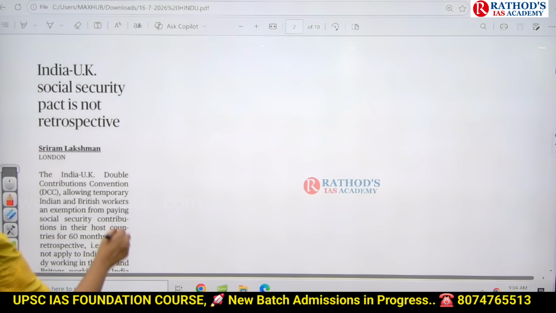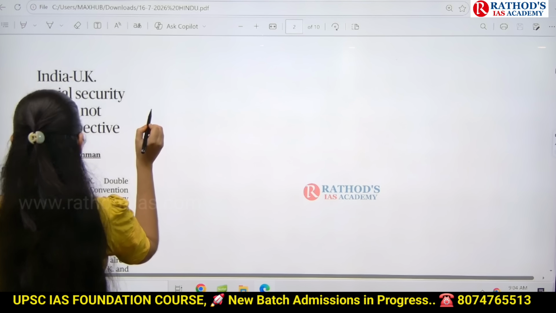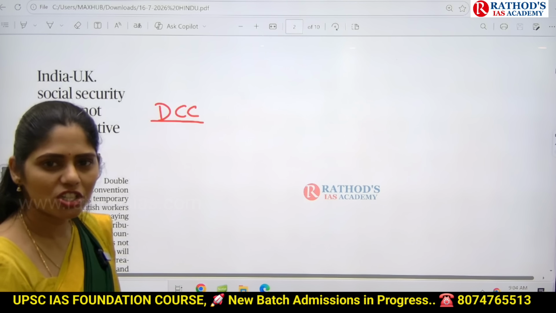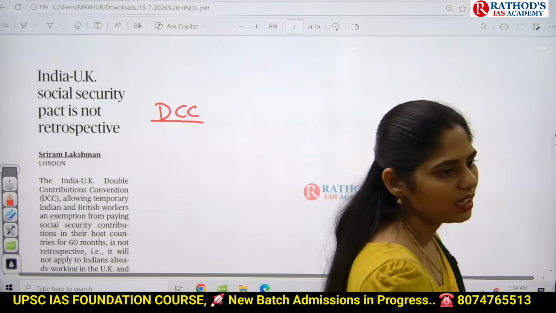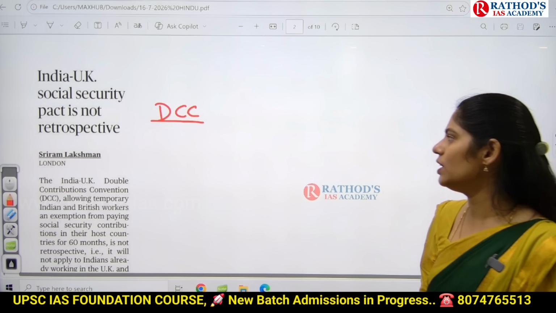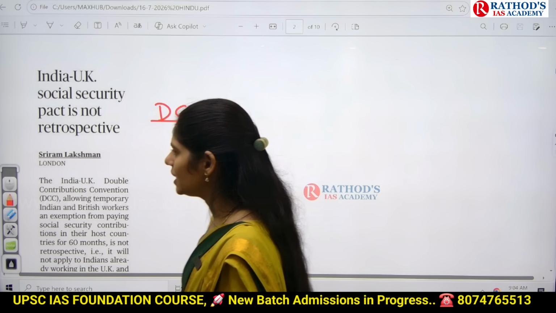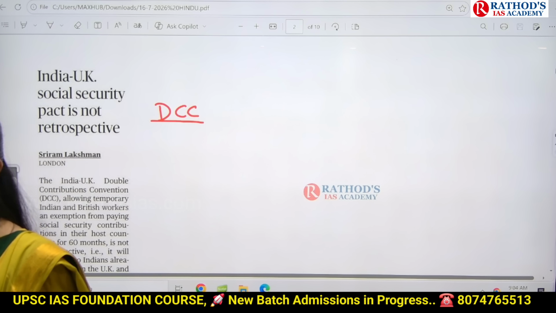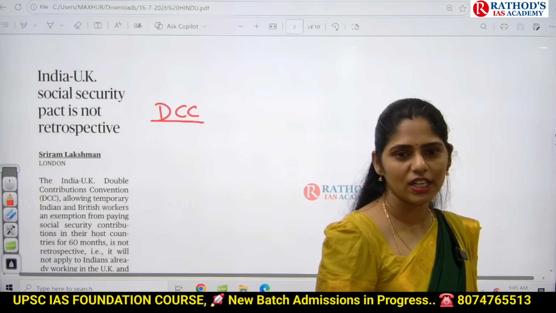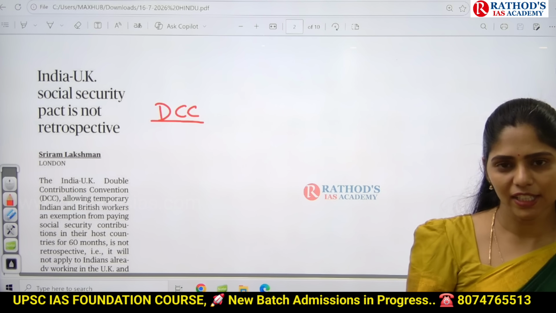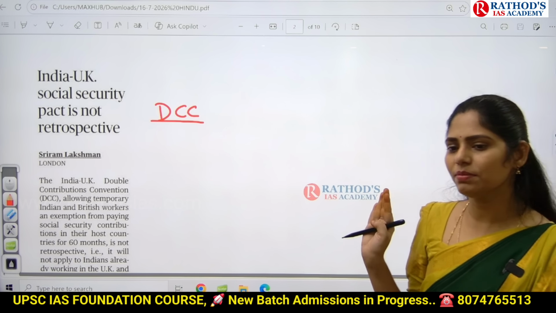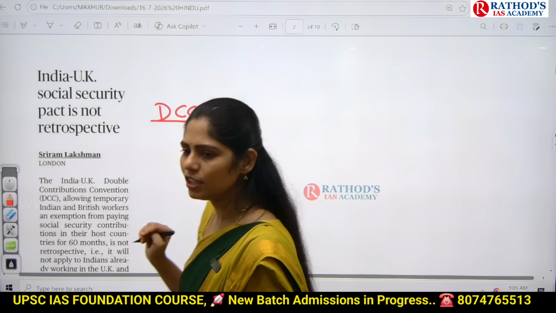Okay, how can you get a question? As I said in yesterday's class, recently the Double Contribution Convention is in use. Under that, an ABCD option-based question is formed. For example, recently India signed a DCC agreement with which of the following countries? Option A UK, option B US, option C Australia, option D New Zealand. Like that, the countries will be given in the options. You have to remember clearly it is between India and UK.